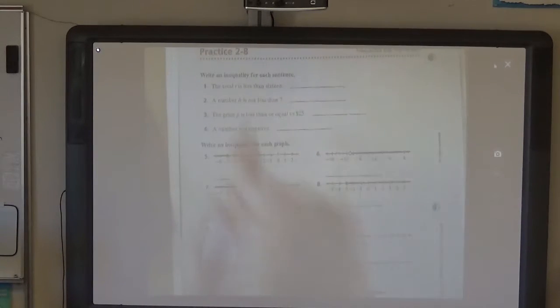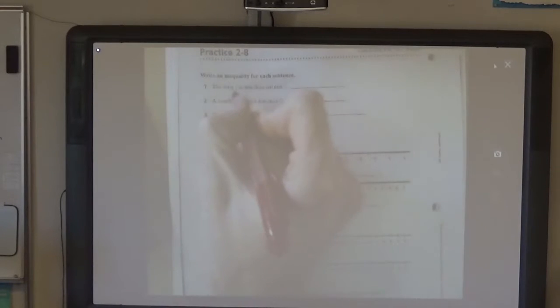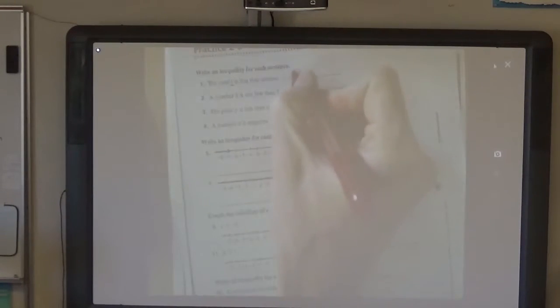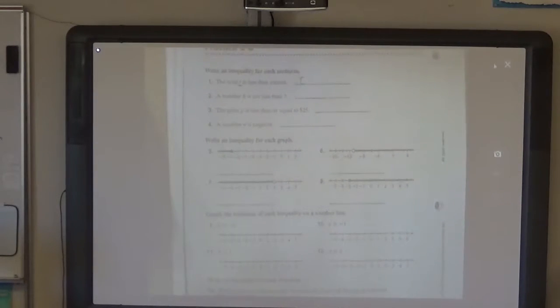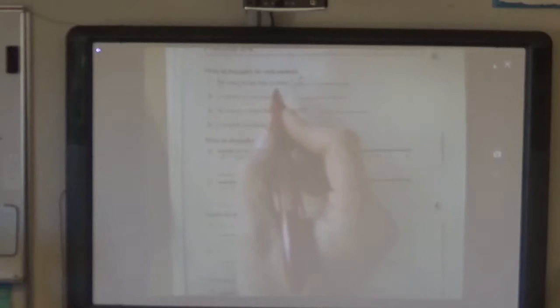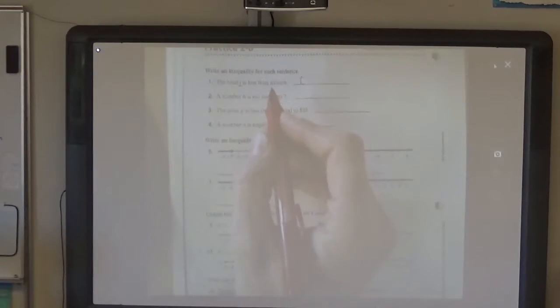It says write an inequality for each sentence. So we're going to write a number sentence, an inequality, based on what it says. The total t, so we're going to use t, is less than 16. Which symbol means less than?